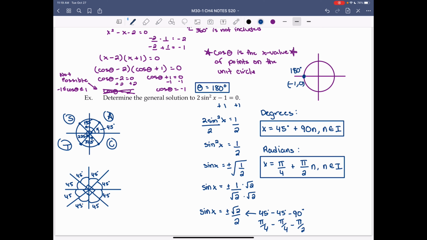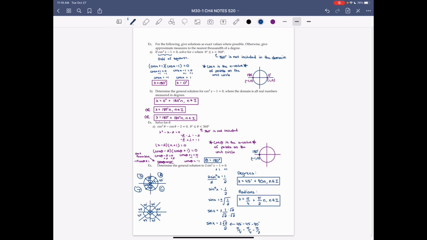There's our general solutions in both degrees and radians for this question. That brings us to the end of the Chapter 4 notes.